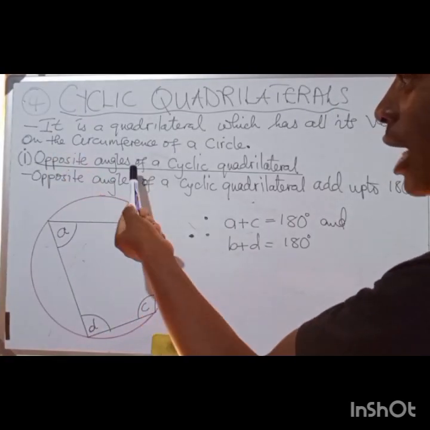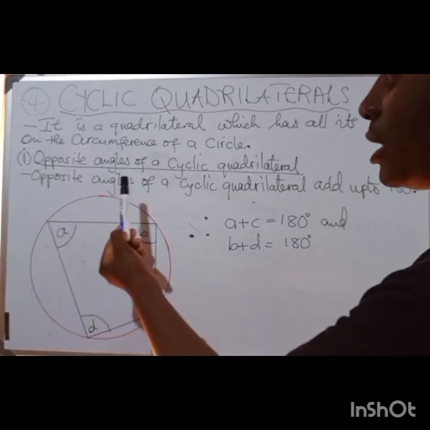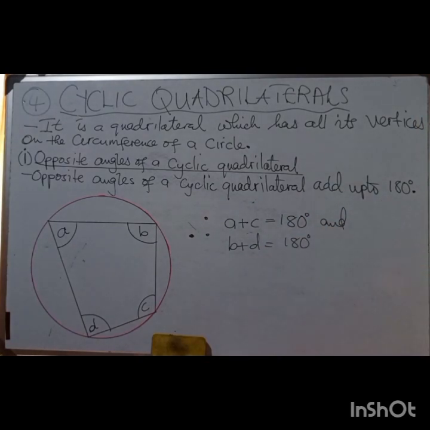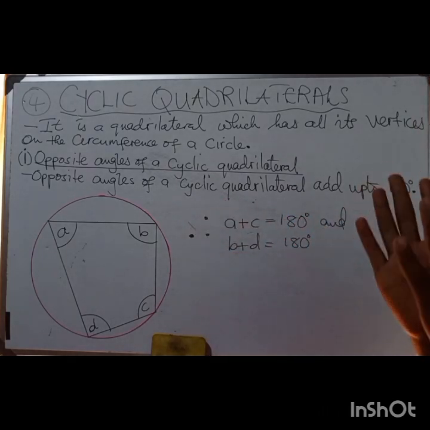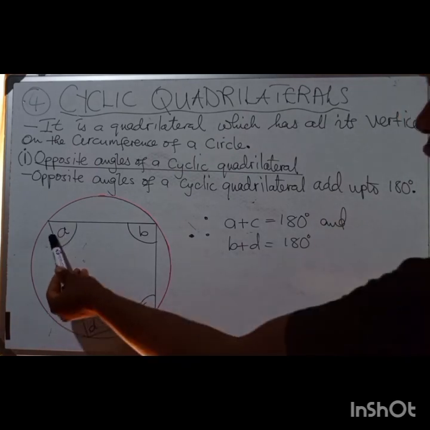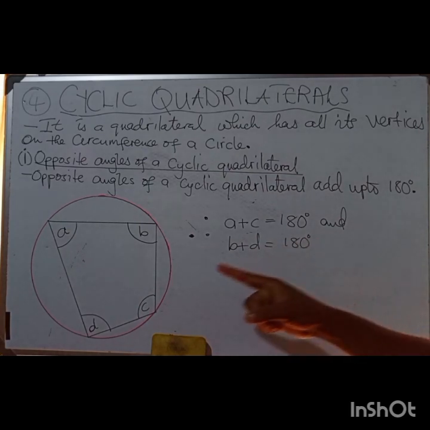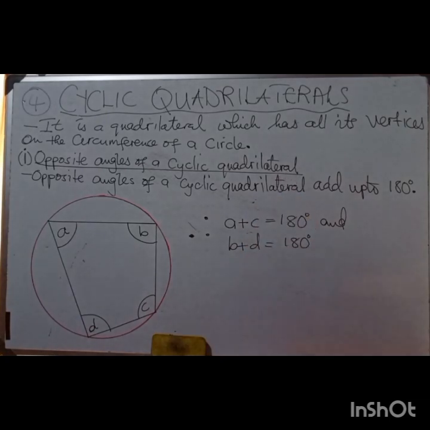You are told that opposite angles of a cyclic quadrilateral add up to 180. Opposite angles which are opposite to each other, when you add those two angles, they give you 180. So we have A and C are opposite, and also D and B are opposite. So A plus C, if you add the two, you get 180. And if you add B and D, you also get 180.